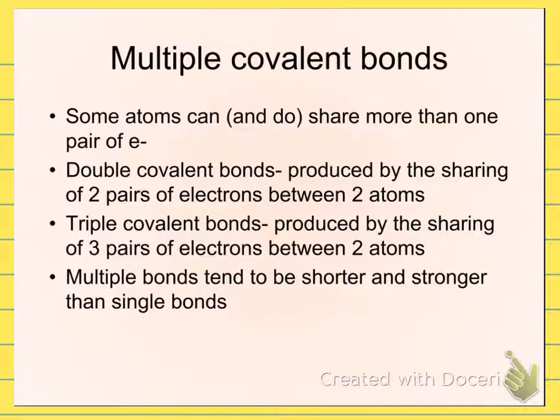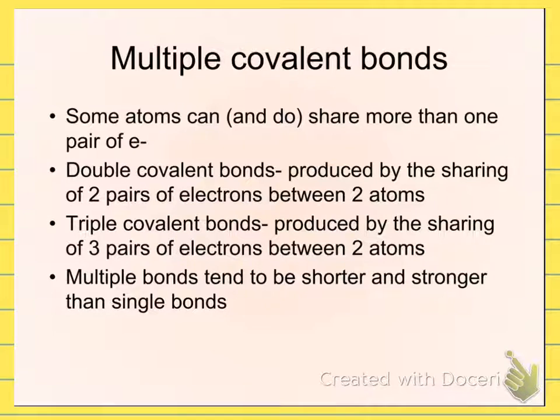What's really interesting is that some atoms can, and do, share more than one pair of electrons. So when atoms share one pair of electrons, we call that a single covalent bond. When they share two pairs of electrons, that's a double bond. And it probably doesn't take a rocket scientist to figure out that a triple bond is when two atoms are sharing three pairs of electrons. So the interesting thing is that multiple bonds tend to be shorter and have much higher bond energy than single bonds.